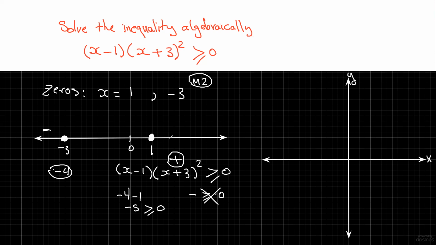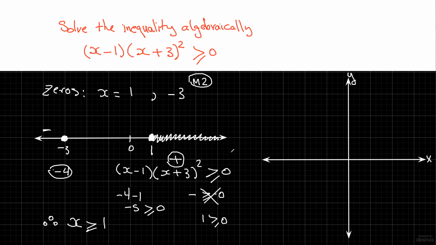Now let's take a number in here. Let's take 2, 3, 4, any number between 1 and infinity. So if we take 2 there, 2 minus 1, we're going to get +1. Is that greater than or equal to 0? Yes. Therefore, my solution is going to be here. That's where you're going to be shading. And therefore, the solution to this is going to be x is greater than or equal to 1.